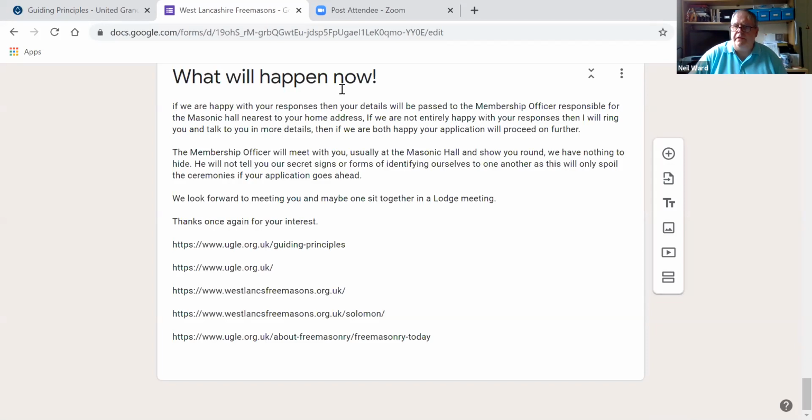We'll point them in the direction of the websites that we would like them to look at, and not all the conspiracy theories that are on the internet that are a load of rubbish.